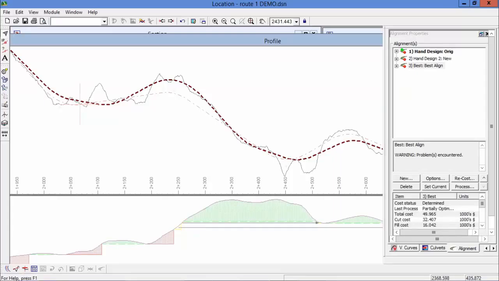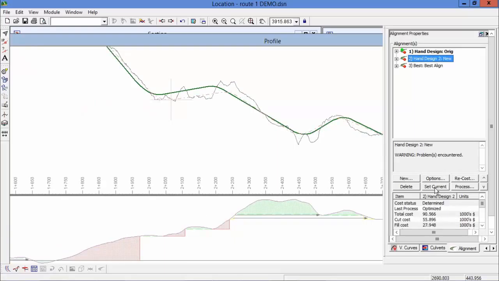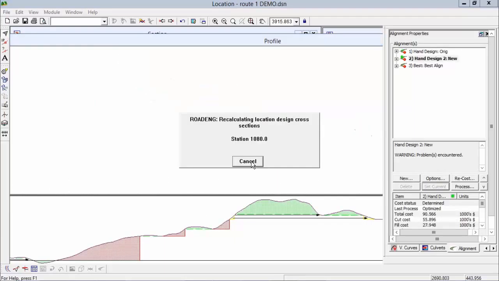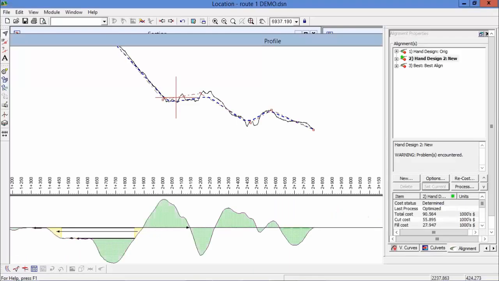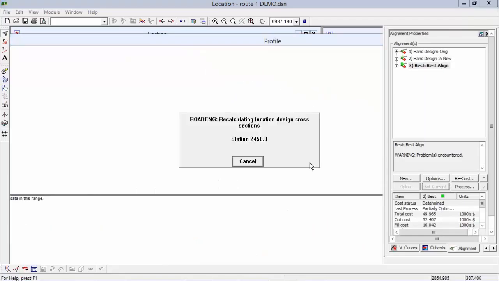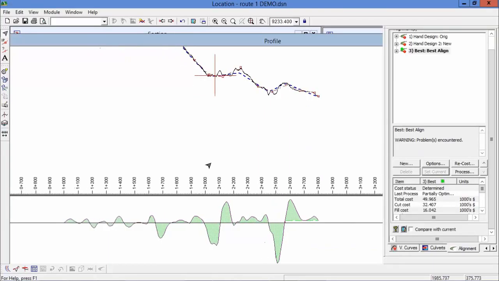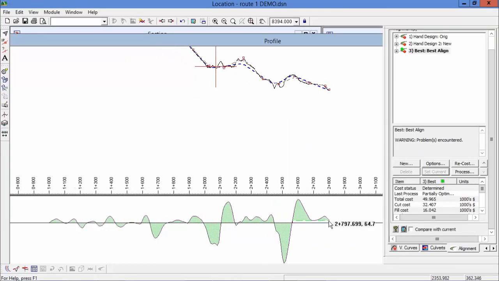So let's just check, before moving on to the next topic, that we indeed got a balanced alignment. That was the one I created originally. Let's have a look at the mass haul diagram that I had, and that's the one that Softree Optimal came up with. So let's just set it current. And you can definitely see that, qualitatively, it is almost balanced here.